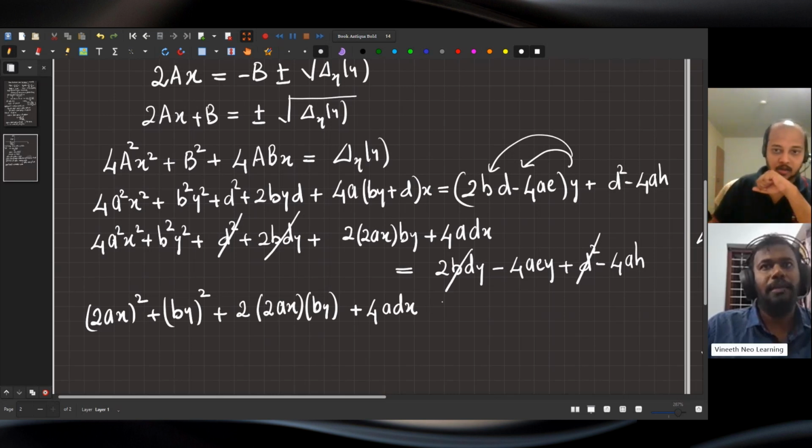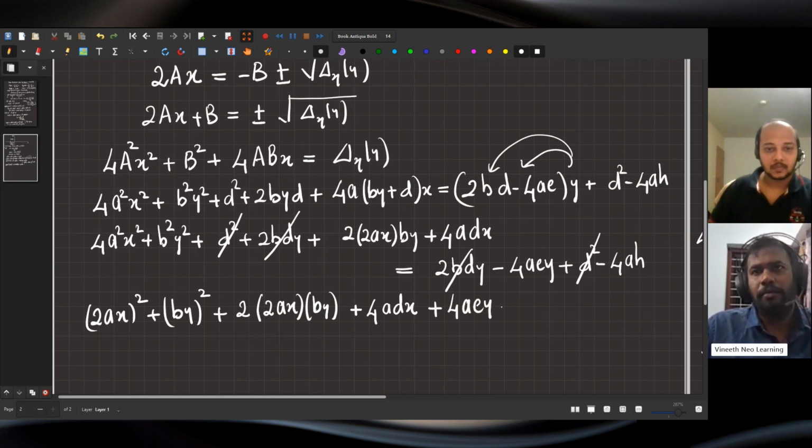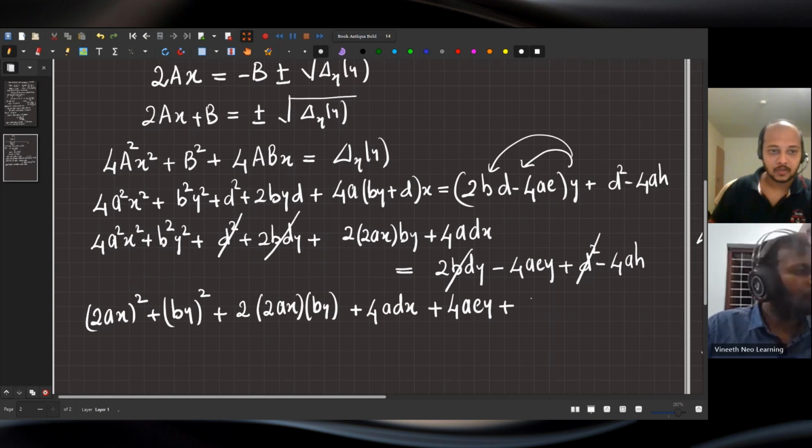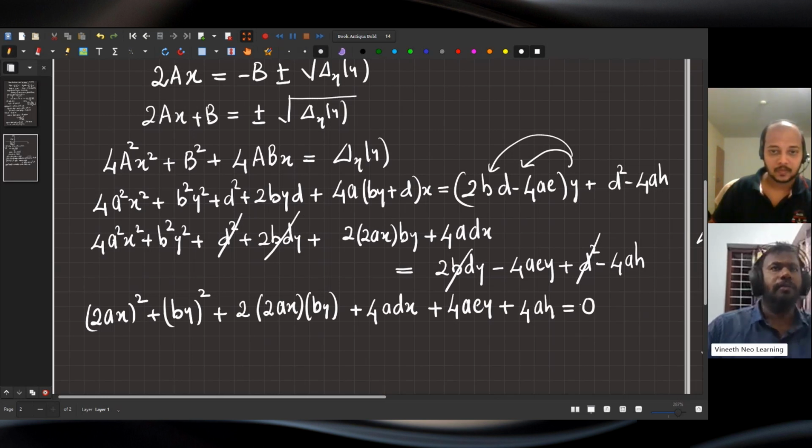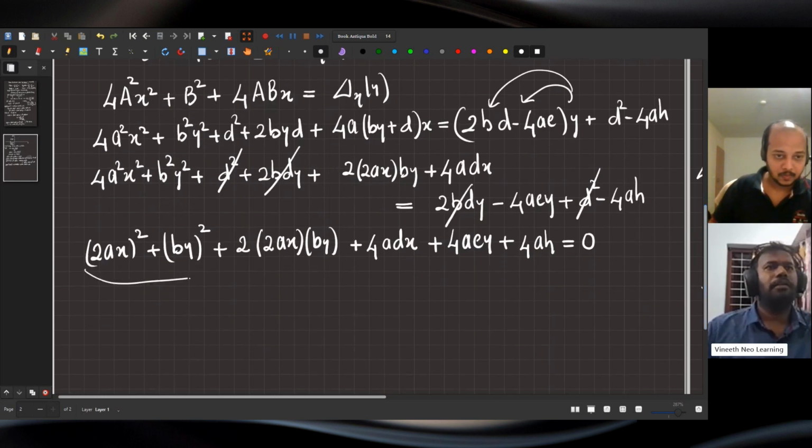Let's move all the terms to one side. So we'll get 4adx plus 4aey plus 4ah equals 0. Okay, these terms can be combined. This is a binomial expansion.